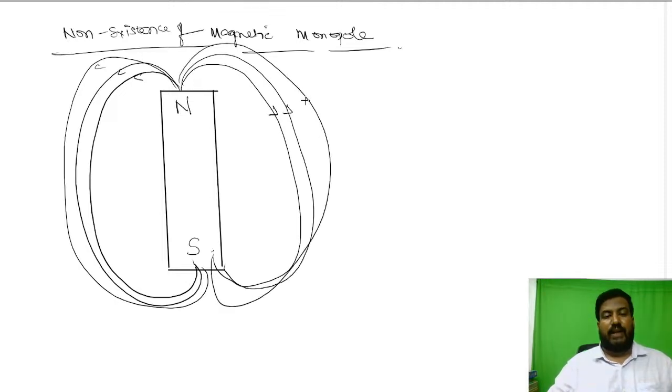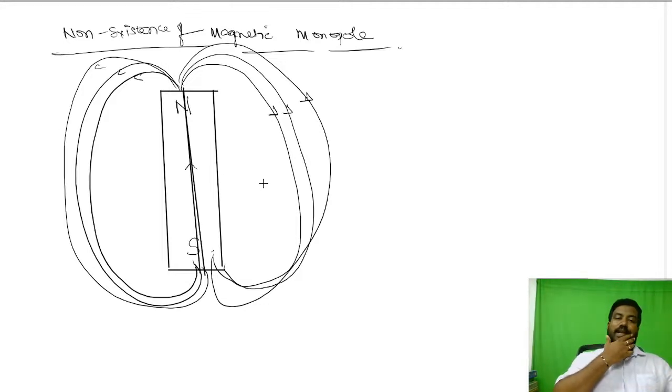So outside the magnet, the magnetic flux lines move from north pole to south pole. Inside the magnet, they move from south pole to north pole, forming closed loops. Whereas for electric flux lines, positive charge is the source and negative charge is the sink. We have separately a source and a sink in electric fields.